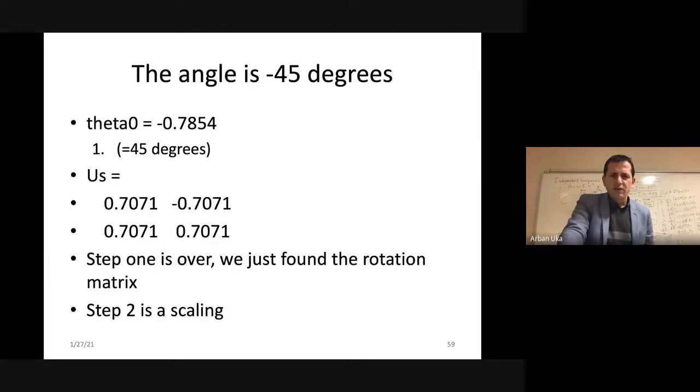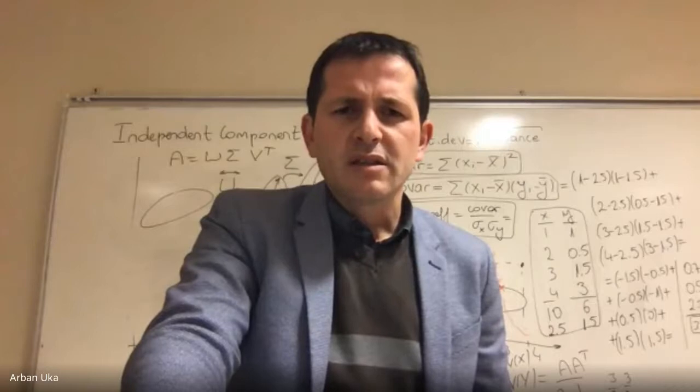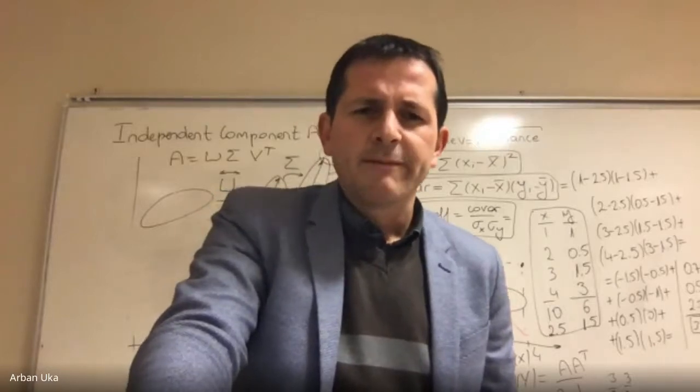Now the angle that we find here, at least what I found, is 45 degrees, and the rotational matrix for a 45-degree angle is this, because cosine and sine are equal. This was the first step, trying to determine the angle. The second step, we try to calculate the sigmas.